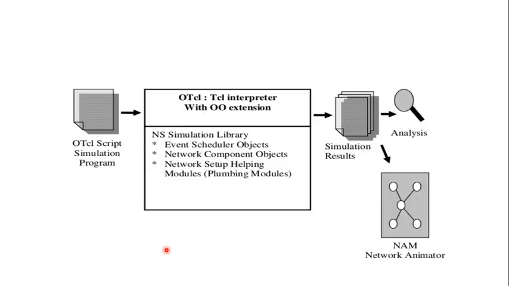Then here is the architecture depiction of NS2. This is where you write the OTCL script that can simulate your network. As soon as you are done with your OTCL script, you run it. As soon as you run it, there is a TCL interpreter. That TCL interpreter interprets each and every instruction in your program so that it produces the simulation results. Such simulation results you can analyze.